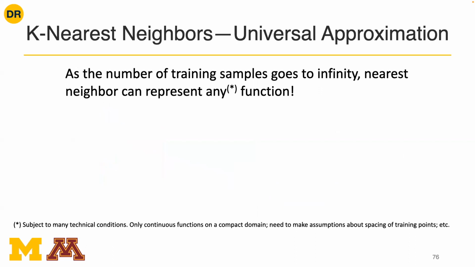Okay, so an interesting aspect of k-nearest neighbors is that it's a universal approximation function. What that means is that as you keep adding an infinite number of training samples, your nearest neighbor classifier can actually represent any function. There's a caveat in that from a pure mathematical standpoint, there are a lot of technical details that we're glossing over, but from our applied viewpoint, what this really means is that as we increase the number of training samples, we could expect our models to get better and better.